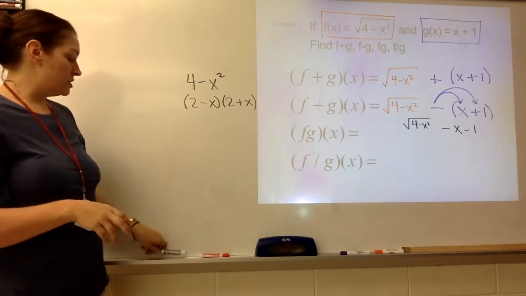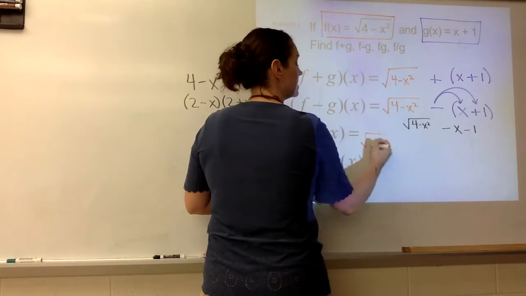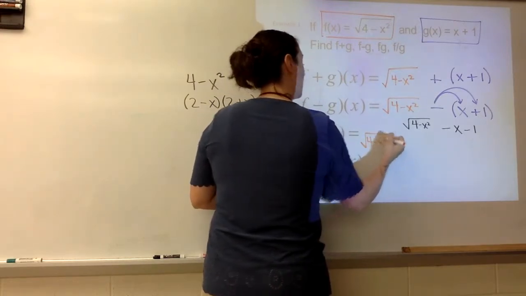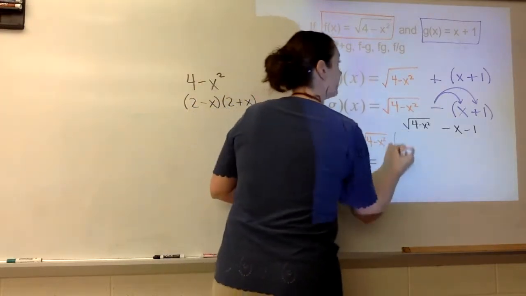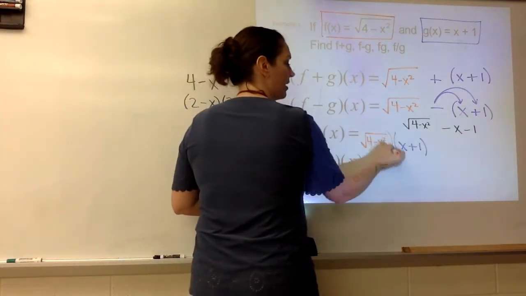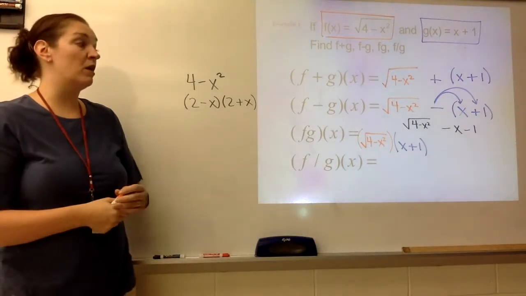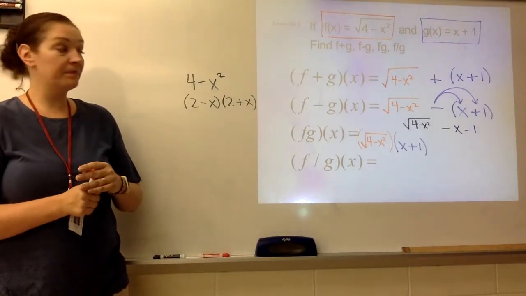All right, f times g, same thing. I'm going to take the f function, which is going to be, in this case, my root, and I'm going to multiply it by x plus 1. I'm going to offset this in parentheses. If it was a quantity or an expression, I would want to FOIL that and simplify.